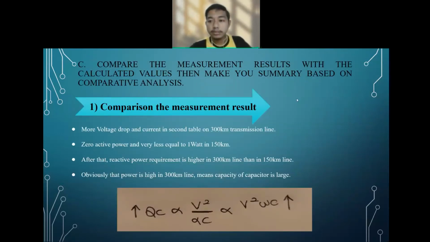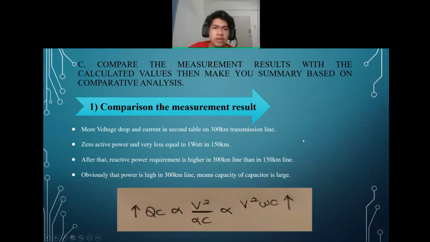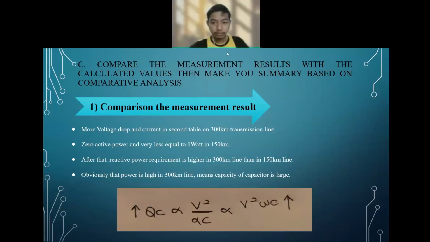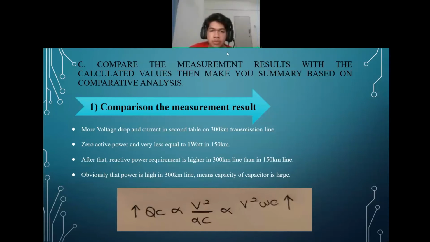Okay, I will continue. Compare the measured result with the calculated value, then make a summary based on comparative analysis. First, comparison of the measurement results. There is more voltage drop and current in the second table on the 300 km transmission line, and less power loss, very much less, equal to 1 volt in 150 km. After that, the reactive power requirement is higher in the 300 km line than in the 150 km line. Obviously, that power is high in the 300 km line, meaning the capacity of the capacitor is large.